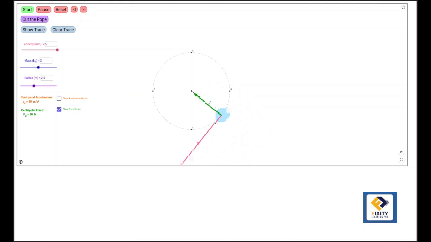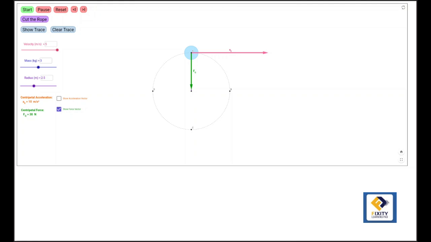Here also we can cut the rope, students. Let us reset and start the animation again, and the moment I cut the rope, the centripetal force, the green vector, will vanish. There will no longer be a centripetal force, so the object is going to fly away tangentially.